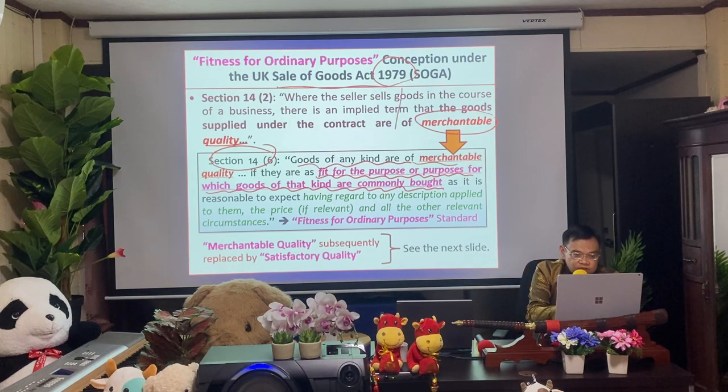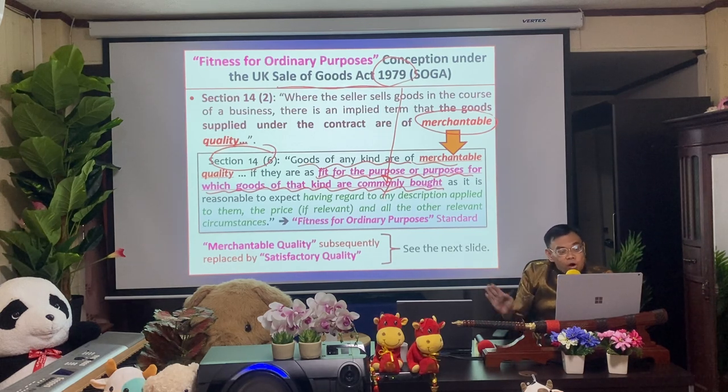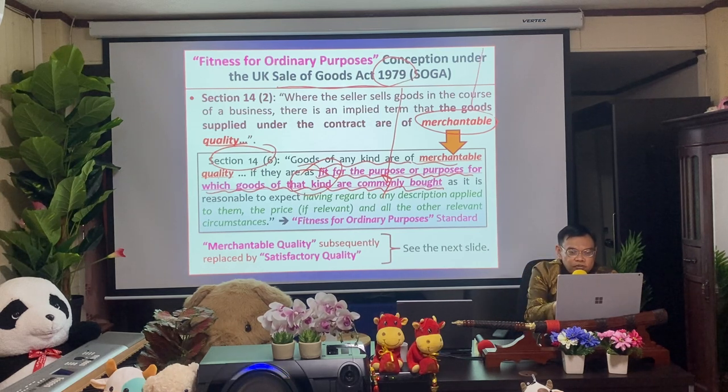We just have to ask about the purposes for which goods of that kind are put into ordinary use. A car will have to be used for driving from place to place. So if the car can be driven from place to place, that means the car is of merchantable quality, in the sense that it is fit for its ordinary purpose.